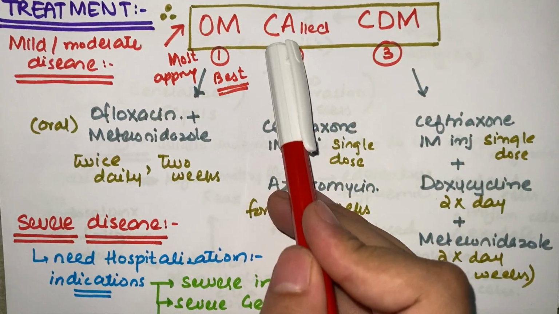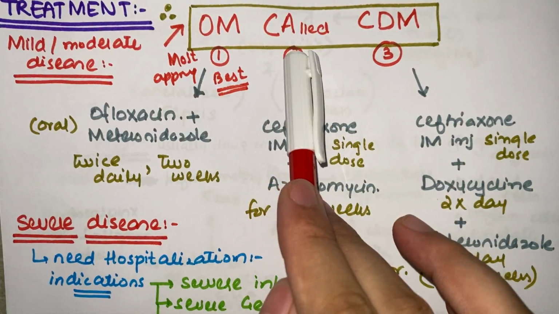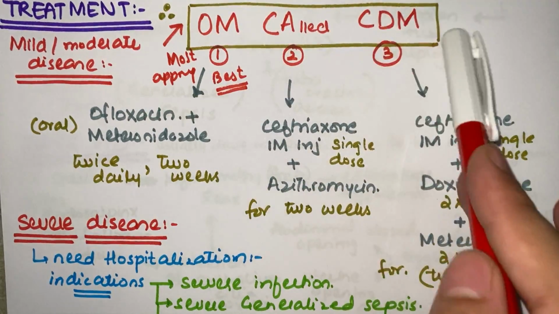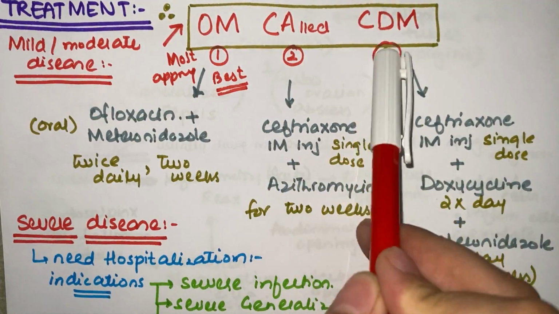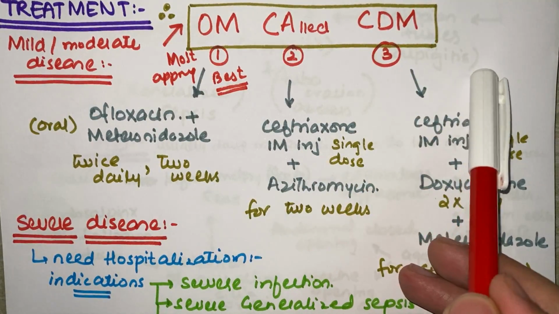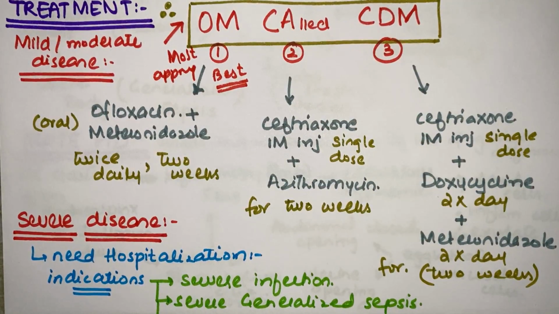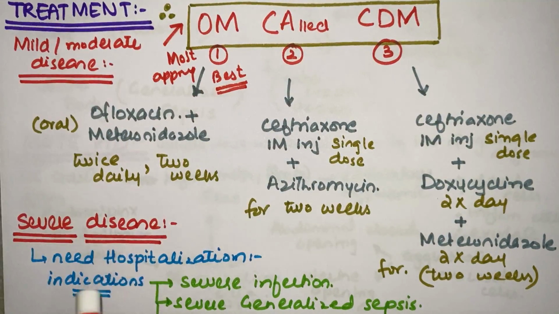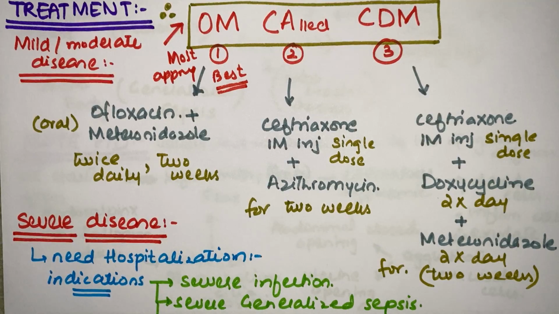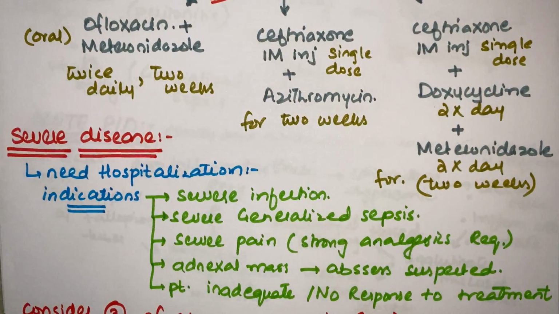CA is ceftriaxone, whose IM injection single dose is given along with azithromycin, of course, twice daily for 2 weeks. The third regimen is ceftriaxone, the same IM injection single dose, plus doxycycline, the same twice daily for 2 weeks, and metronidazole twice daily for 2 weeks. These three combined are a regimen. This is a regimen, and this is a regimen. The OM regimen is the most common regimen we give in mild or moderate disease, of course in outpatient department patients. Okay, moving on to the severe disease.